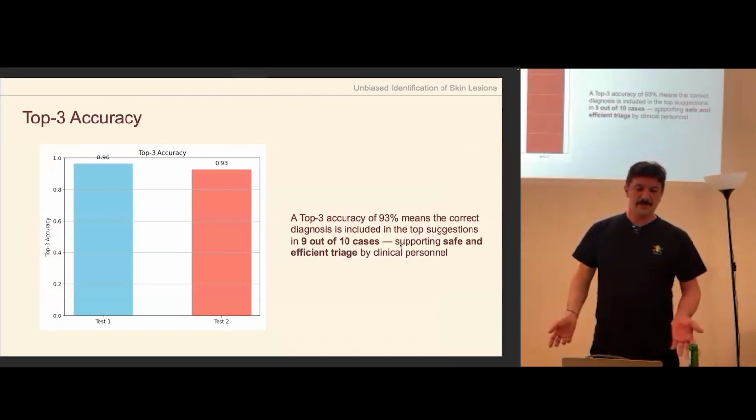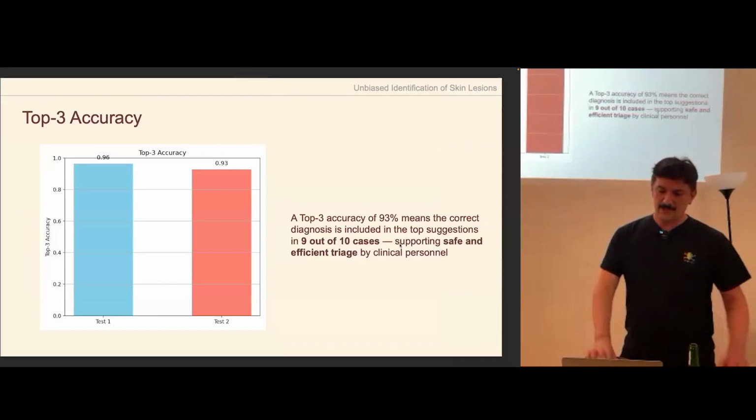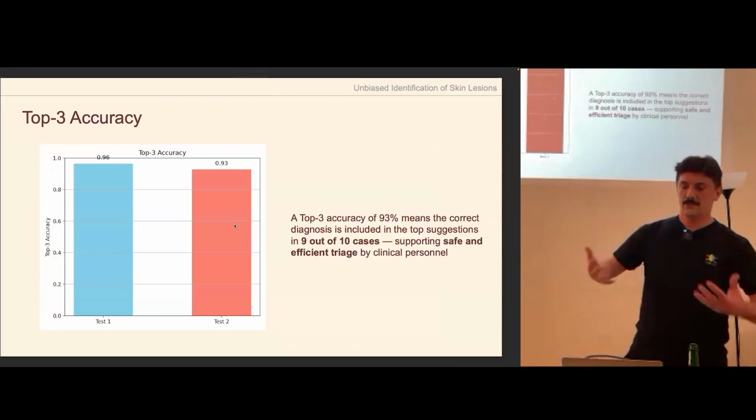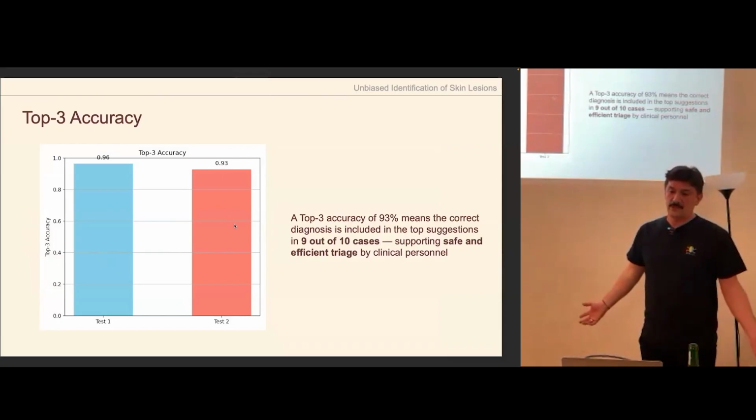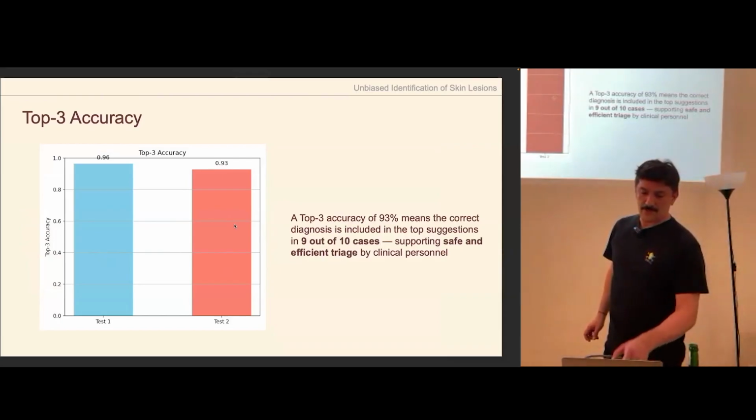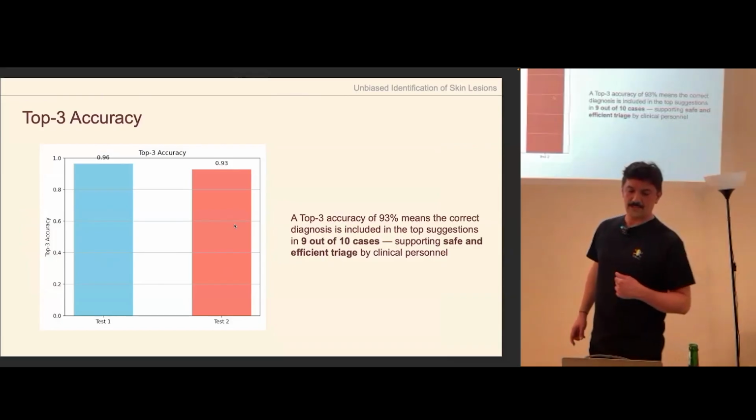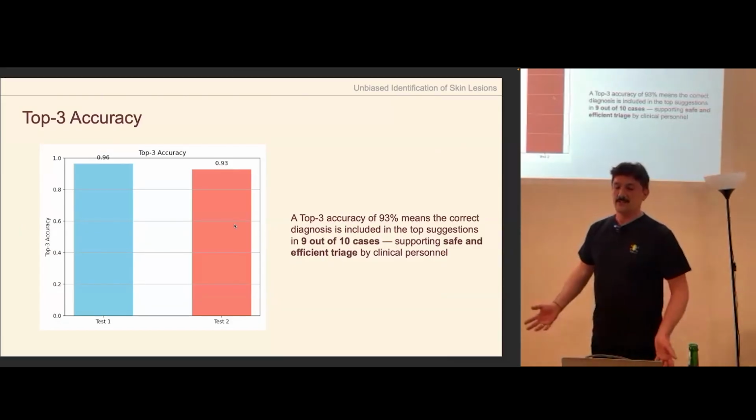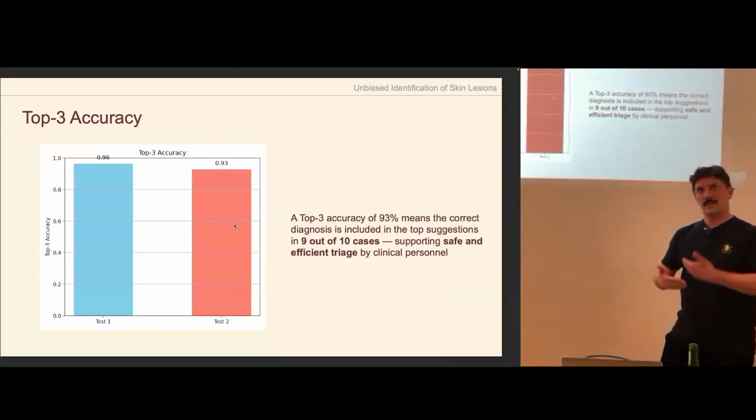So if we look at the top 3 accuracy of both models, the one trained only on natural images and the one trained additionally with the neural transfer images, we see that it's pretty good actually. A top 3 accuracy of 93% for the second model means that in more than 9 out of 10 cases, the correct answer was in one of the top 3 categories.